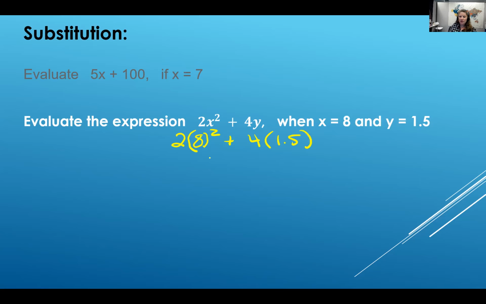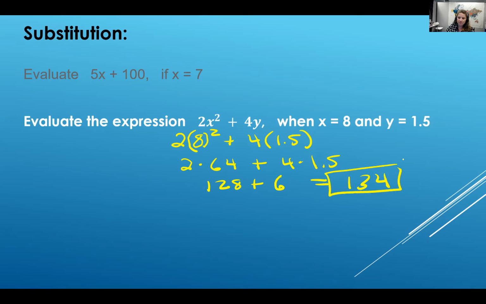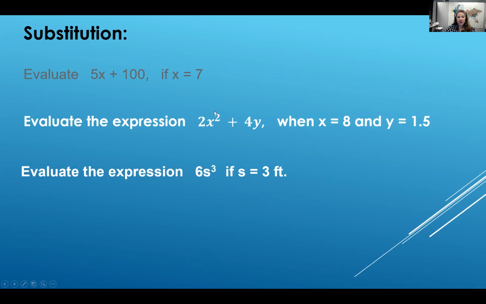So remember, please excuse my dear Aunt Sally. We do our exponents before we're allowed to multiply. So 8 squared is 64, and then 4 times 1.5. So now I'm multiplying 2 times 64 is 128, plus 4 times 1.5 is 6. So my final answer is 128 plus 6, what, 134? Yep, I believe that's right. 134. All right, hopefully you guys are trying these as well.